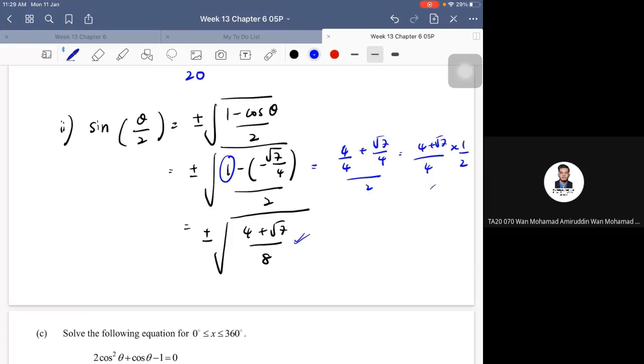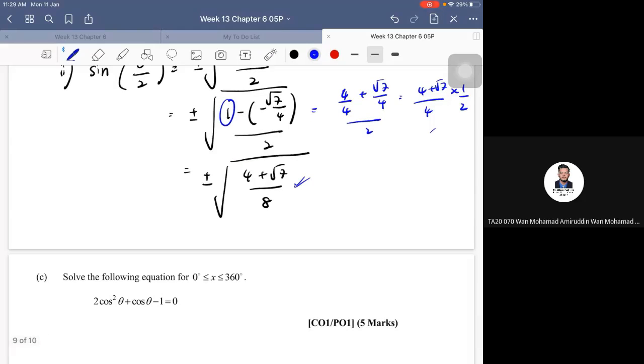Kena cari calculator silver juga. Beli yang putih terus. Putih lagi bagus.